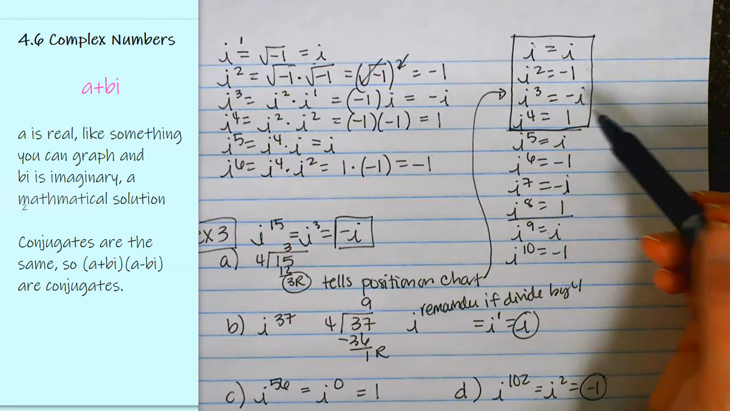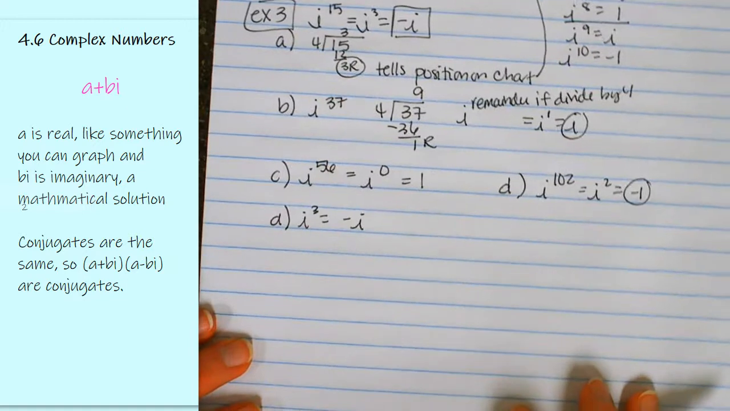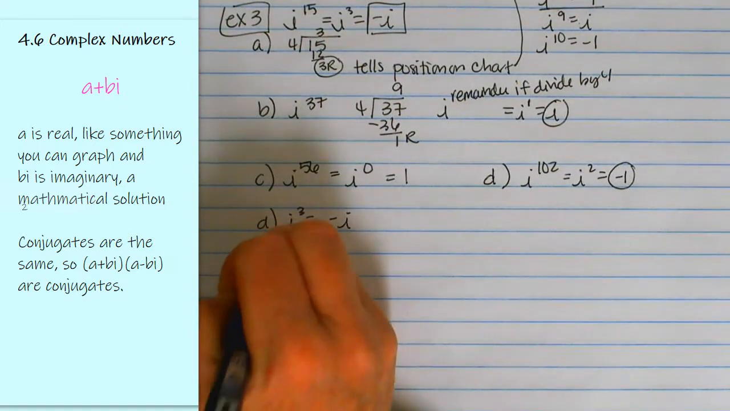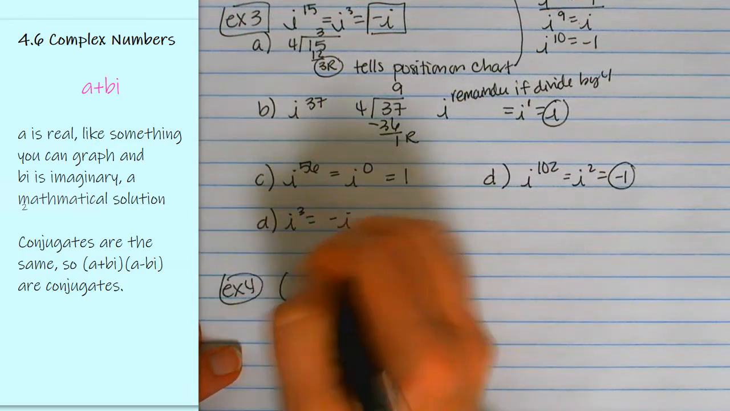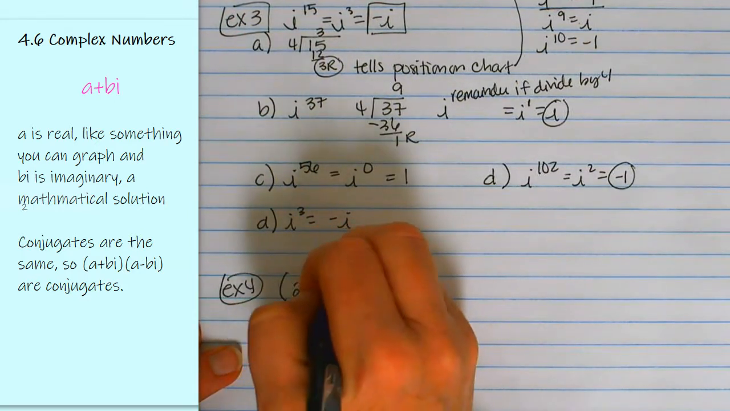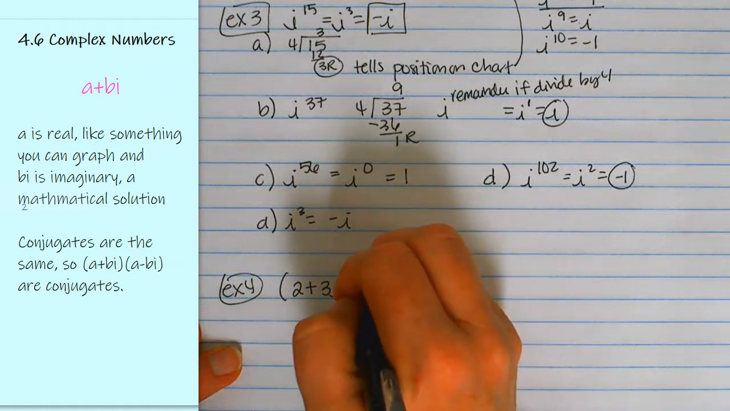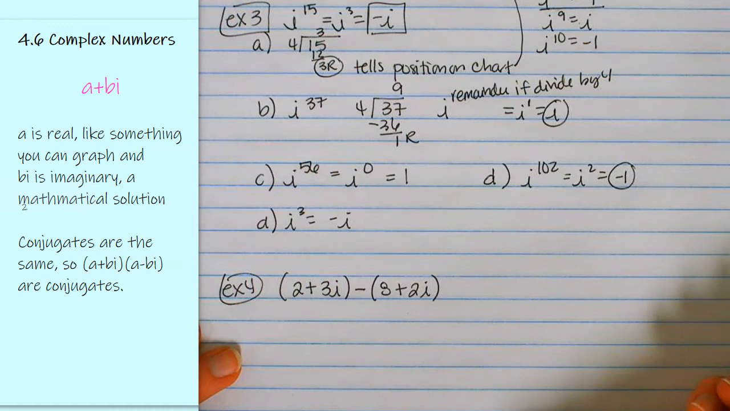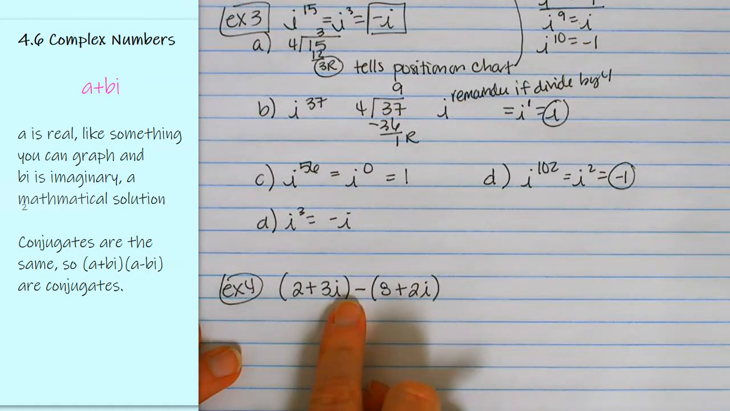Okay, we went through all of that just so we could do some multiplication. So we just did some addition. Let's just see that real quick one more time. Example 4, if you have 2 plus 3i minus 8 plus 2i, what does that mean? It means two complex numbers are subtracted from each other.